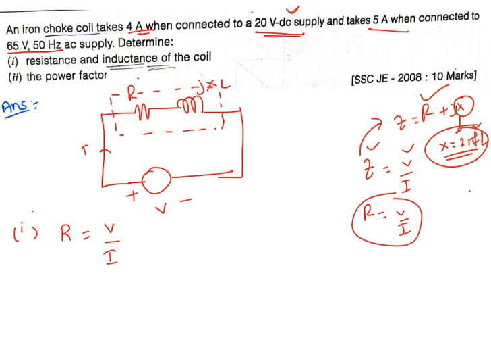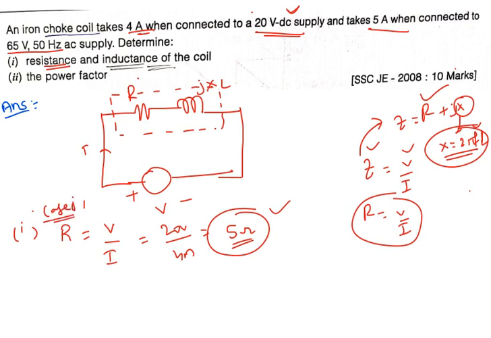So R equals V by I. The voltage is 20 volt and the current is 4 ampere, so 20 by 4 is 5 ohms resistance. The inductance of the coil we can also calculate. This is case 1, where it is connected to 20 volt DC supply. In case 2, it is connected to 65 volts AC supply with 5 amps current.